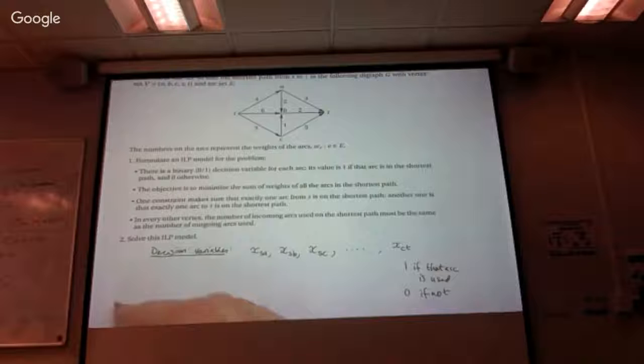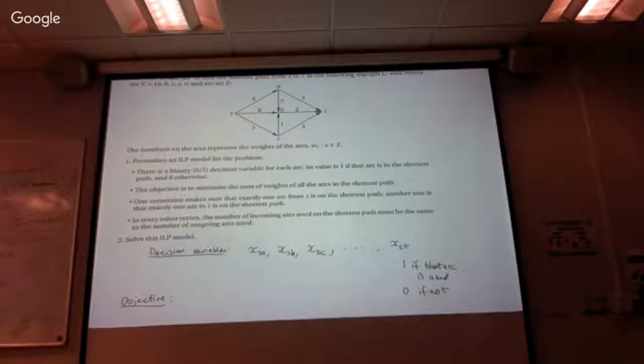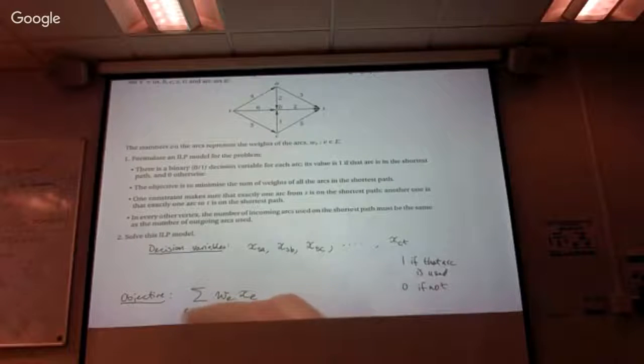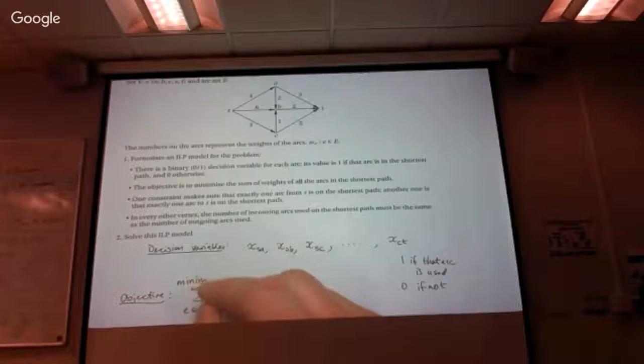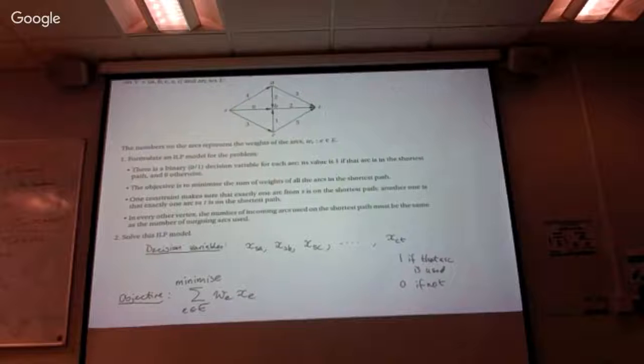Now, obviously, the objective is you want to minimize the total length of the path. So you want to minimize the sum of all the lengths of these paths. So you take minimize the sum of w_e x_e over all the arcs e in set E. Oh, I said minimize, but I didn't write minimize. Should have. So far everything clear? Okay.